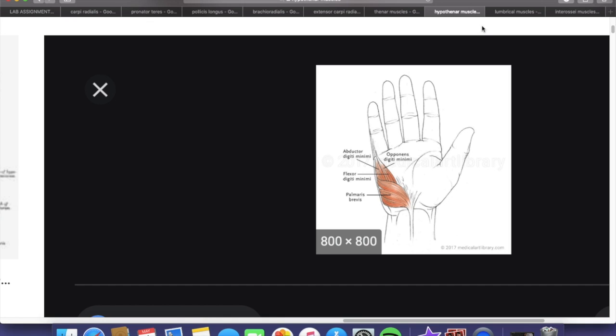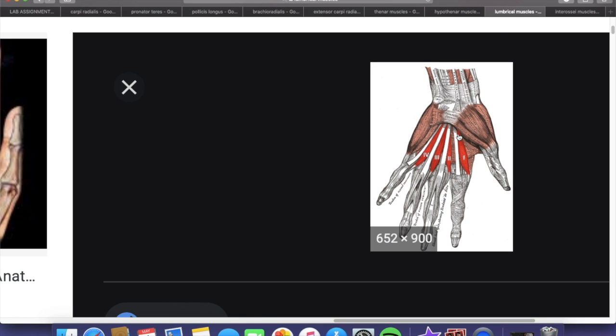Okay, the third muscle group we have is the lumbrical muscle group, and there are 4 muscles here, and they're just noted by Roman numerals: 1, 2, 3, 4. Now, they are responsible for the flexion of the MCP joints, and they also extend the IP joints of each finger. Okay, and these are innervated by both the median and ulnar nerves.